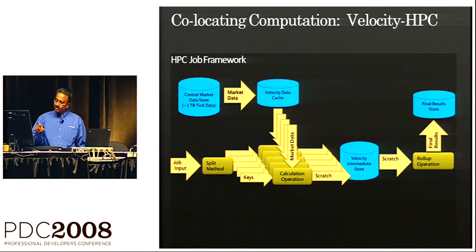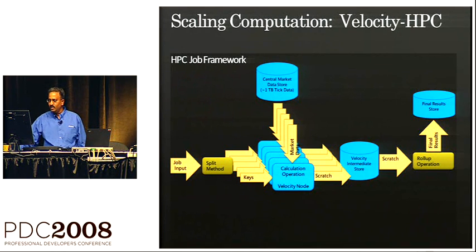However, this still does not really do as much as I would like. I really would like to co-locate the computation close to the calculation operation itself. So what I would like to do is push this down here. That means I want the calculation operation co-located with the velocity node, the velocity data.